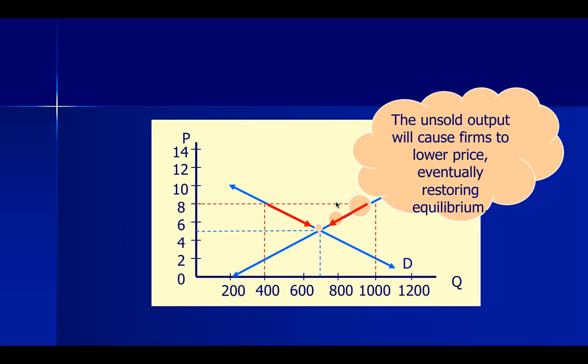So day after day, as price starts to fall, we would see the size of the surplus shrink. And it would continue to shrink. Price would continue to fall until price reaches that equilibrium price. At that point, no one has any incentive to lower their price because they can sell everything that they want to, everything that they're offering for sale at that price.